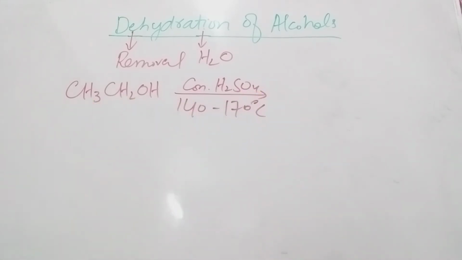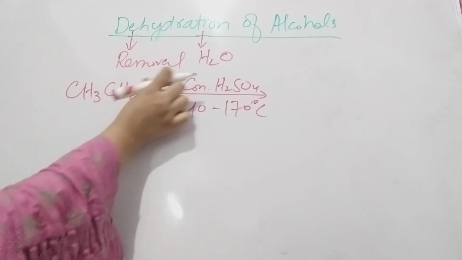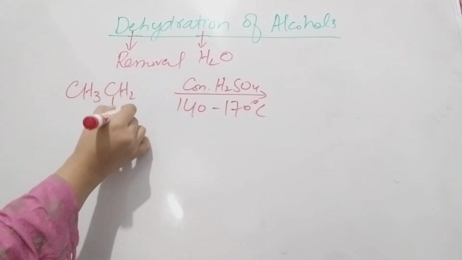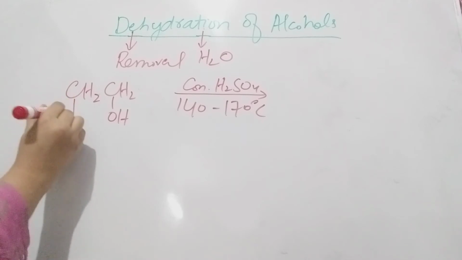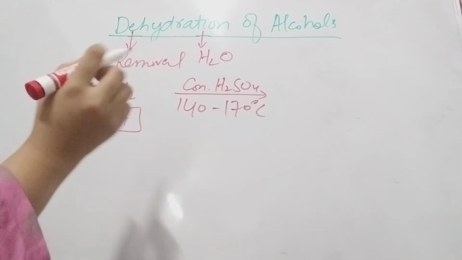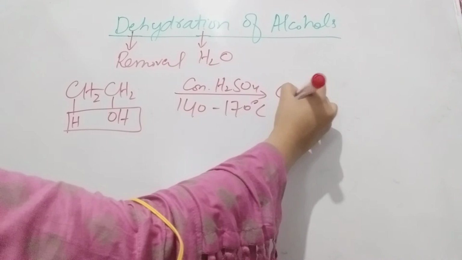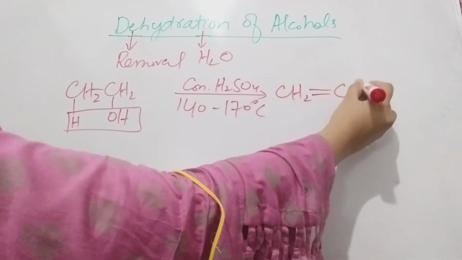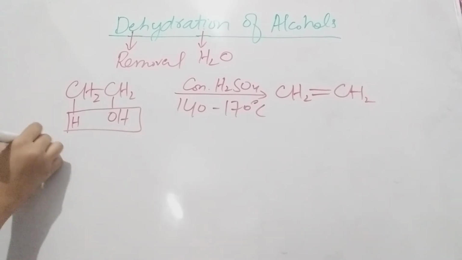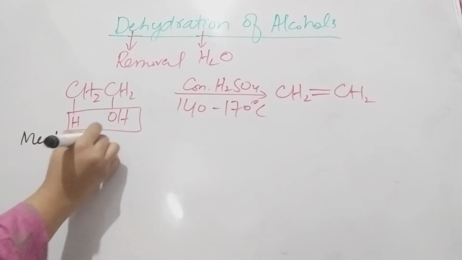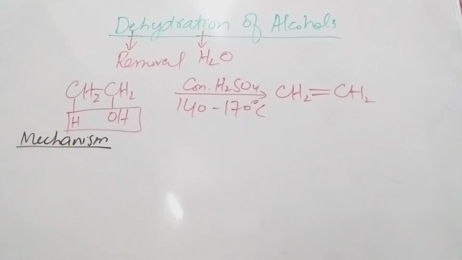At this temperature, what would happen is that the OH group from one carbon atom and an H from another carbon atom will get removed from this compound. It will result in the creation of a double bond in this compound. Now we will carry out the mechanism of this reaction, that is, how this reaction is possible.